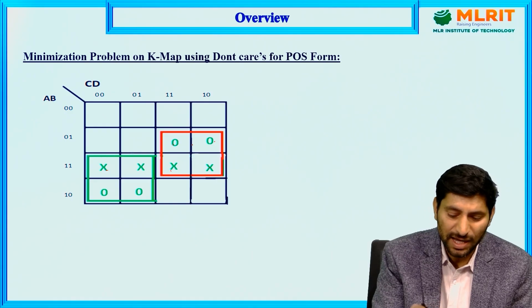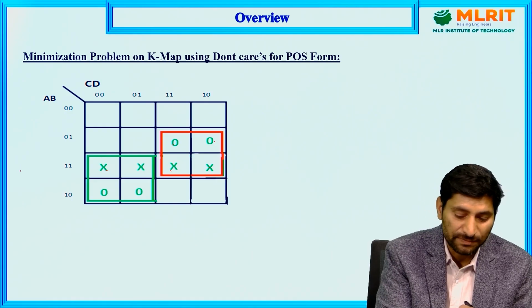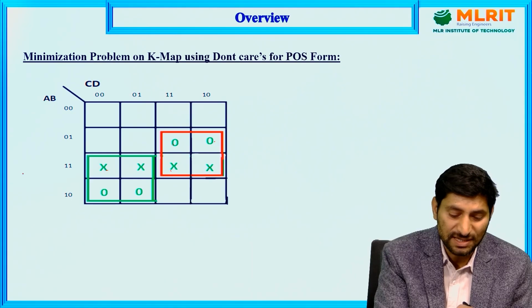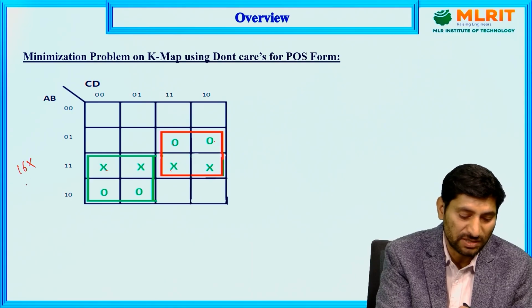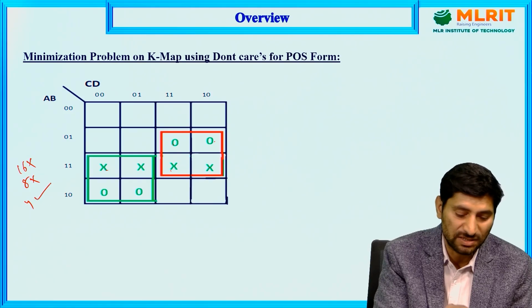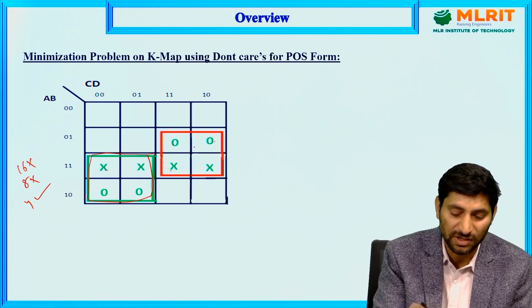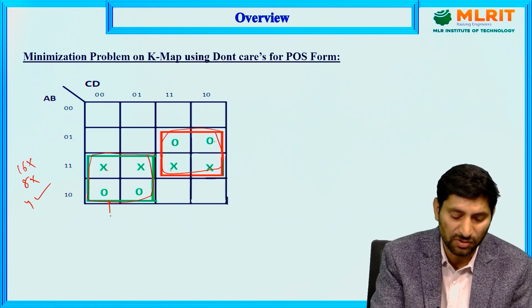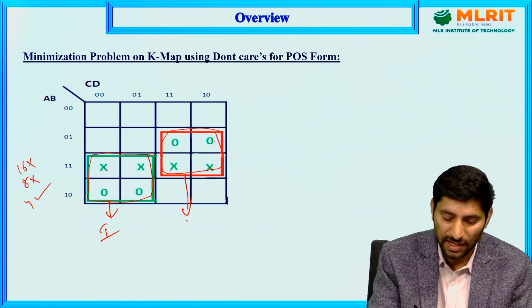Okay. Here 16 cell grouping is not possible. 8 cell grouping is also not possible. So 4 cell grouping is possible. So this is one of the groups and this is the other group. Let us take this as the first group and this as the second group.